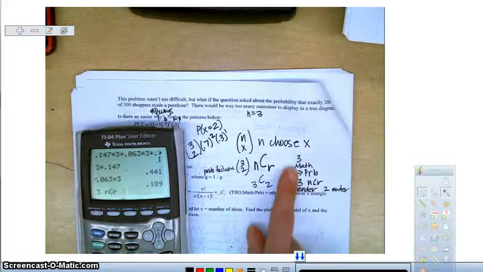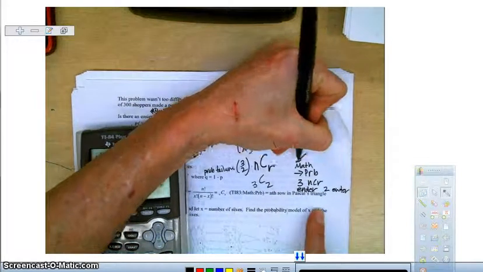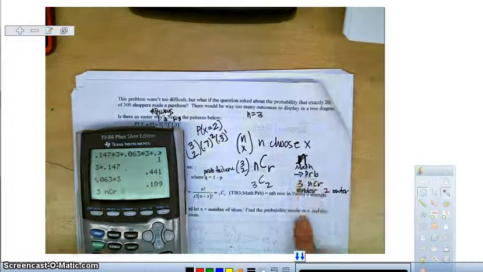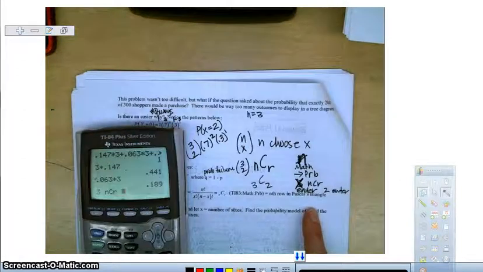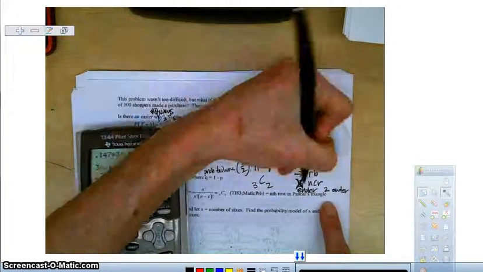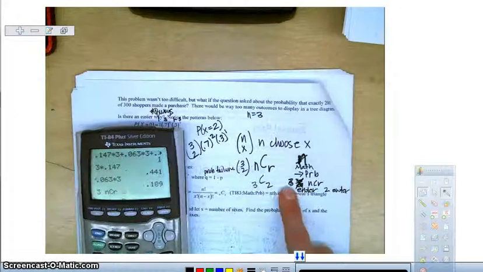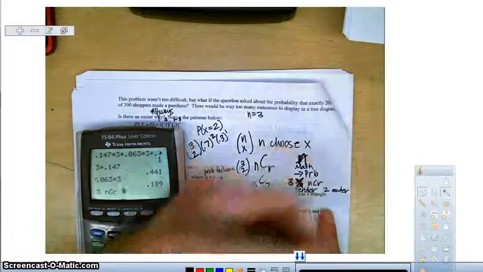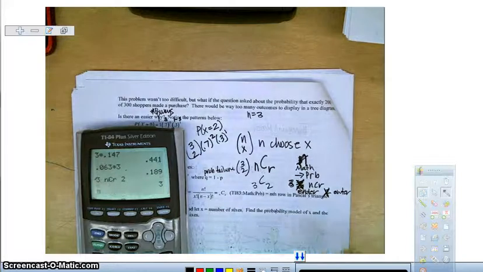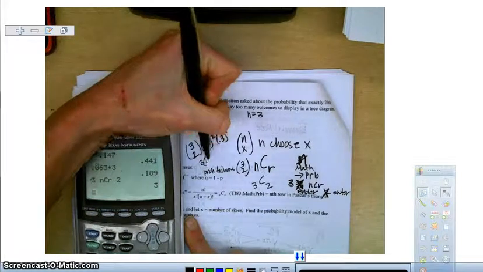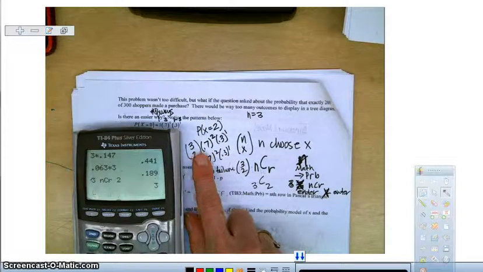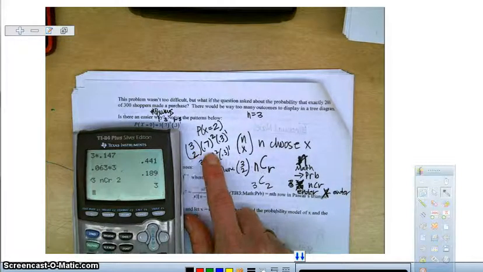So these are the steps. You hit your n first, whatever your n is, the number of trials, then math, over to PRB, then number 3, nCr, then enter, and then this is your x. Then enter again. 2, enter, and it gives you 3. So this was 3, so I'm going to take 3 times 0.7 squared times 0.3 to the first. Remember, this is the number of ways that 2 people said yes.